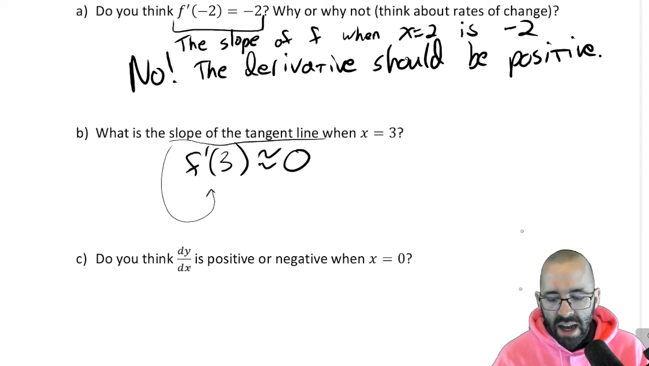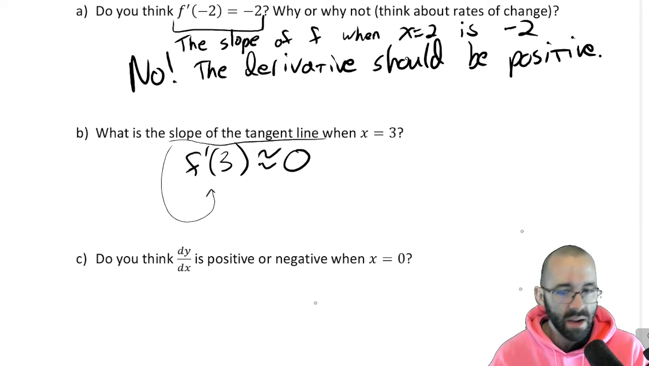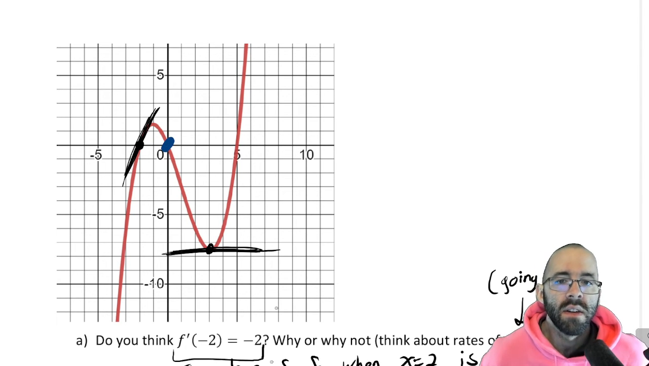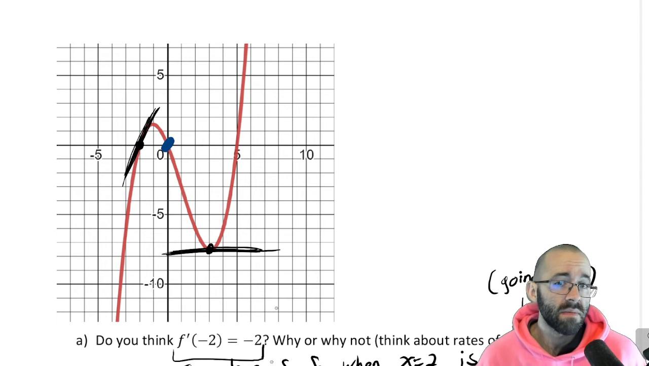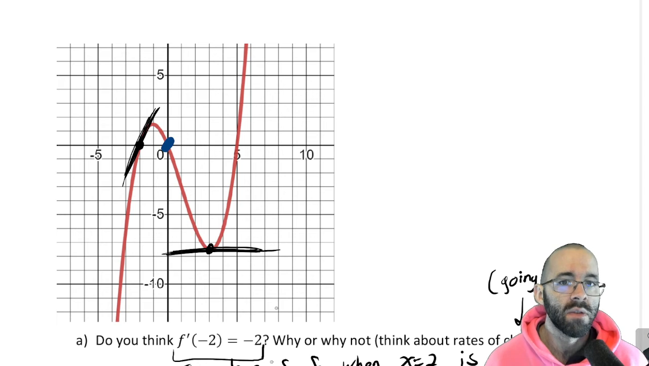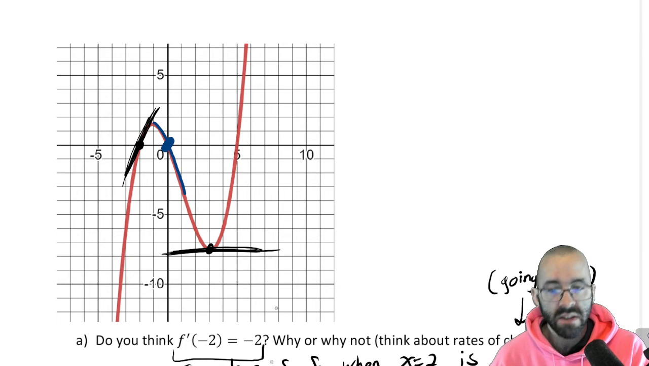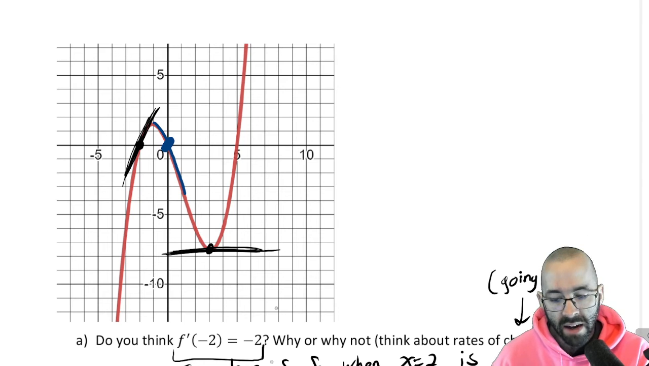Do you think dy dx, remember dy dx is just the derivative, it's just the slope, is positive or negative when x is equal to 0? X equals 0, that's right here. Dy dx is the slope. Slope is, are we going up or are we going down? From left to right. We're going down. You can see that the function is going down. That'd be enough to say the derivative is negative, that dy dx is negative.